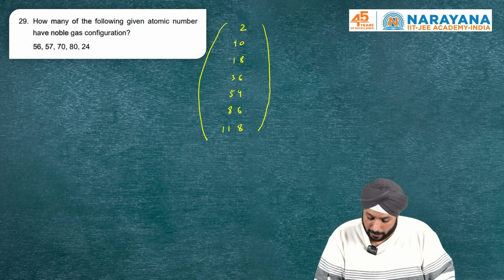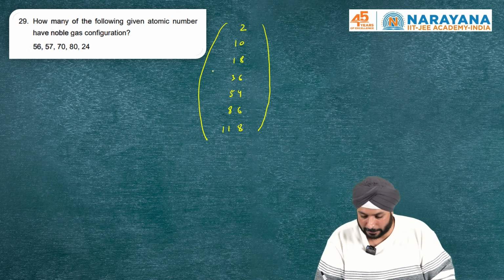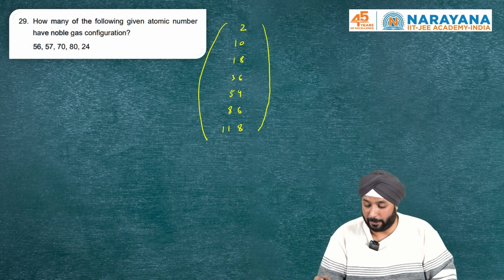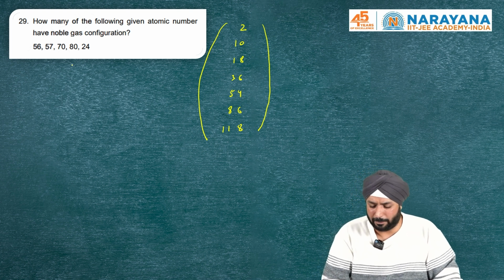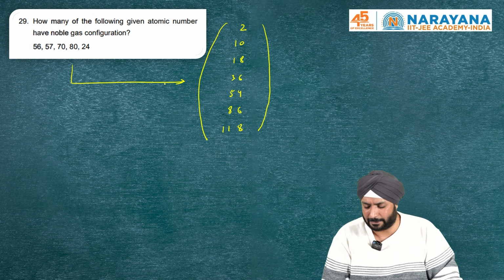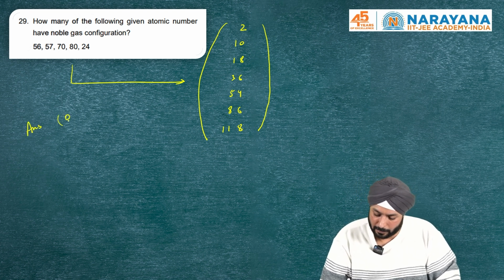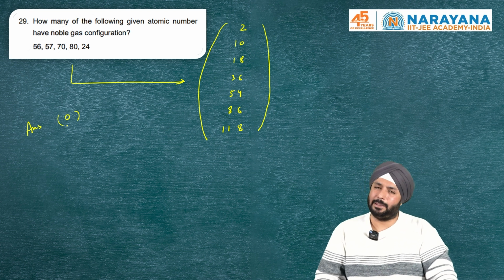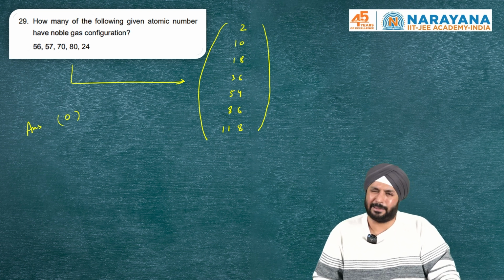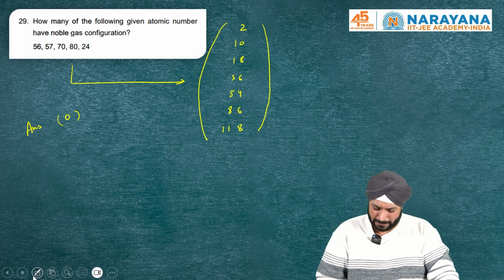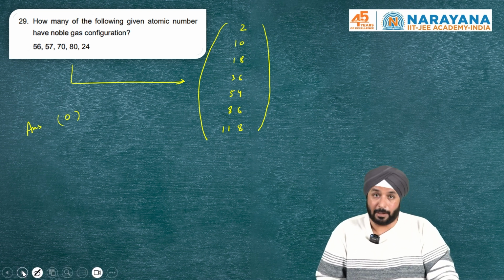Now here, just match the atomic numbers which are given to you: 56, 57, 70, 80, 24. None of the elements' atomic numbers is matching with the noble gas electronic configuration. So the answer should be 0. This question will take not more than 30 seconds to solve, right? Very simple question, NCERT based primitive questions. So we'll move ahead now. We'll go to the final question.